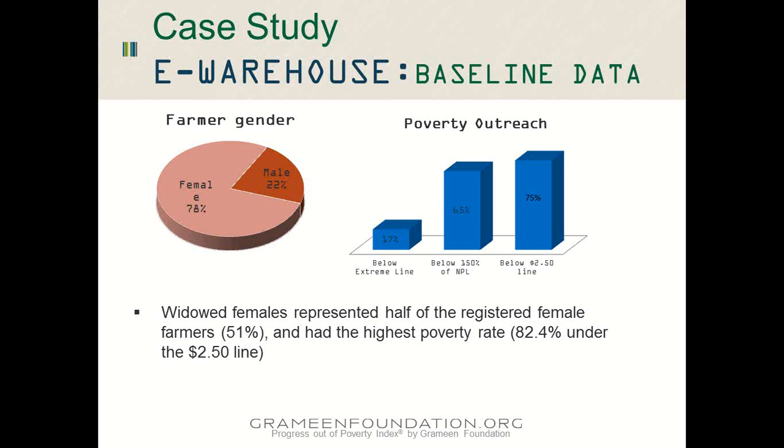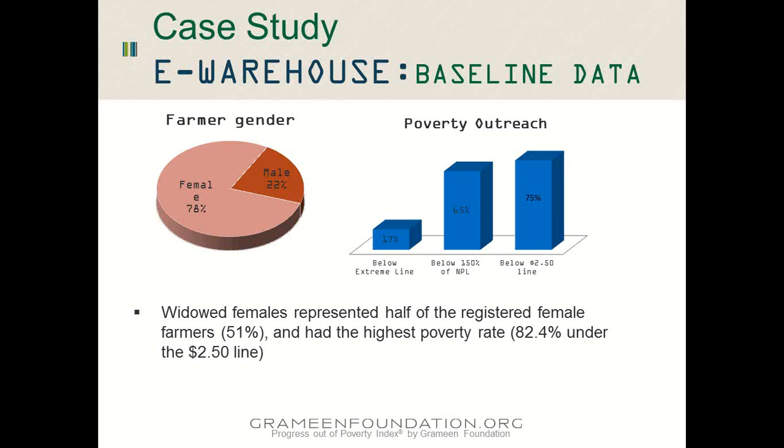So the e-warehouse is a project that Grameen Foundation is managing in Kenya. It's a multifaceted program that aims to help smallholder farmers optimize their crop yields and maximize income. It's addressing access to finance, markets, crop information, and post-harvest training. This project integrated the use of poverty measurement from the beginning in order to answer certain questions that we had and confirm hypotheses that the program had set out to prove.